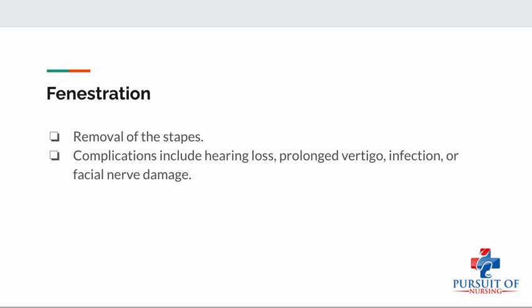Stapedectomy is removal of the stapes, the third inner ear bone. Complications include hearing loss, prolonged vertigo, infection, or facial nerve damage. It just involves drilling a small hole into the footplate, and then a prosthesis is used to connect the incus and the footplate. It's normal for the hearing to be initially worse after the procedure due to swelling, and there can be no noticeable improvement for up to 6 weeks.